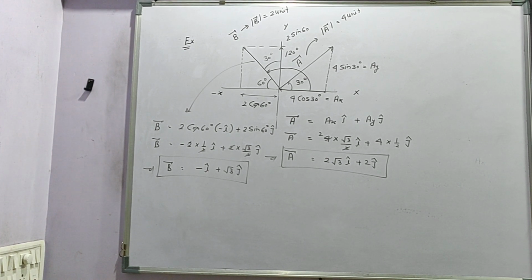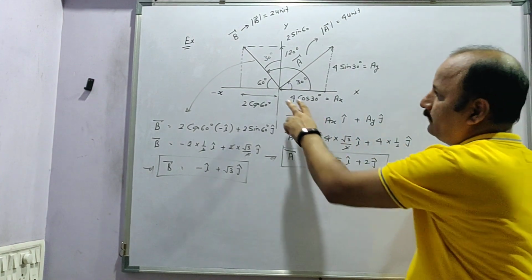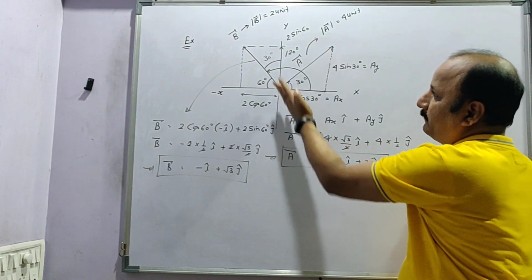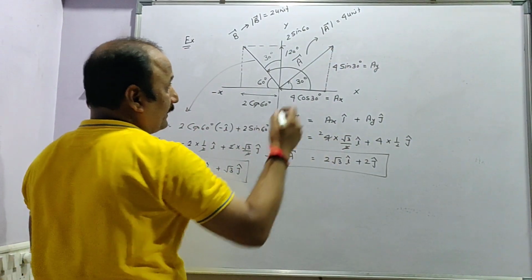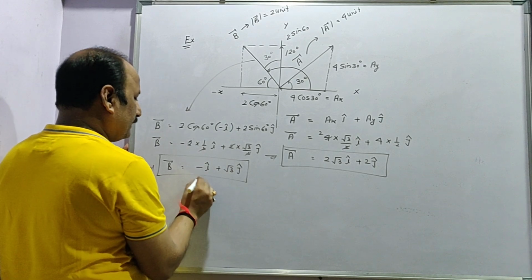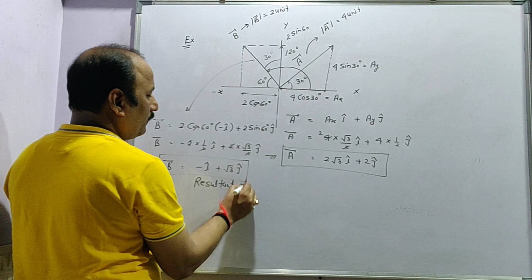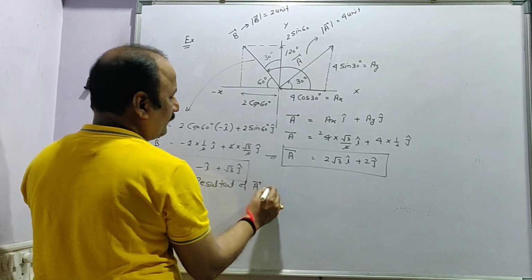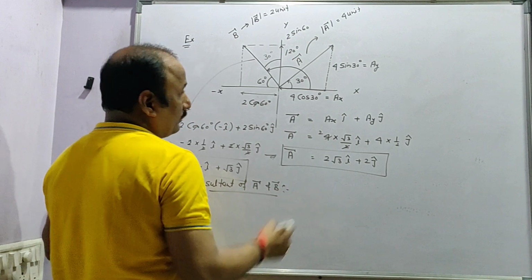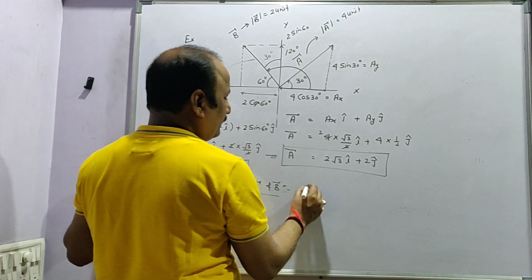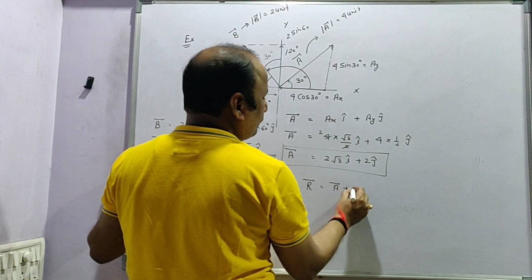Now let's consider there are two vectors, vector A and vector B given. The question is, what will be the resultant of vector A and vector B? So let us take the resultant of vector A and vector B as R vector, that can be written as A vector plus B vector.